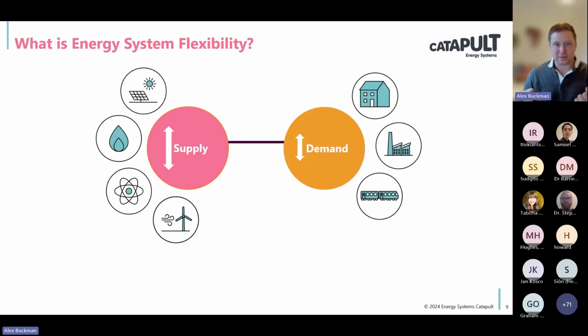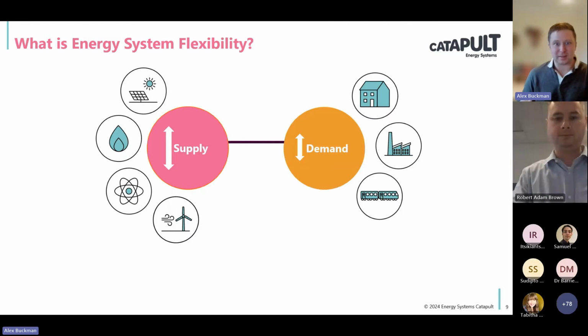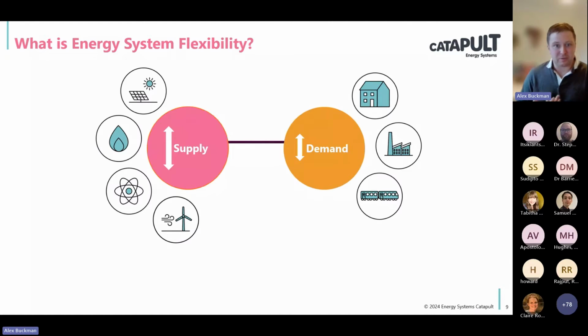And so without reliable flexibility, you don't get the energy that you need for your demands, and that's when you start to suffer blackouts, and then you can have damage to equipment on the network, and ultimately it can lead to potential risks to life. So flexibility within our energy system is critical, and we're at a really critical time for it as well, as I'll continue to talk about as we go on.